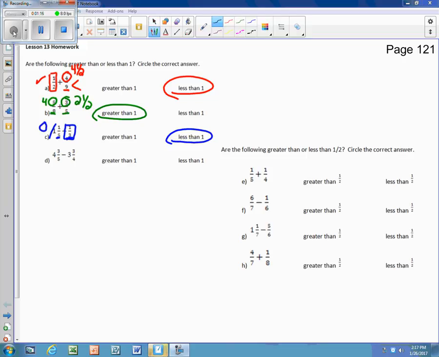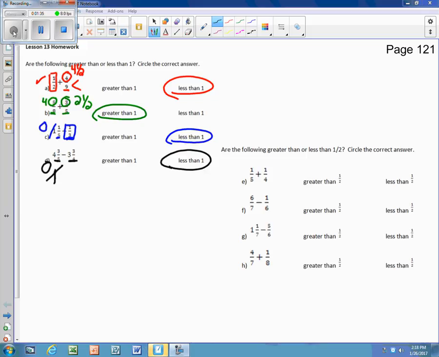Over here, I have 4 minus 3, which is 1. I have 3/5 and 3/4. And 3/4 is greater than 3/5, so I would have to borrow, which would make that down to a 0 then, and I would be less than 1.